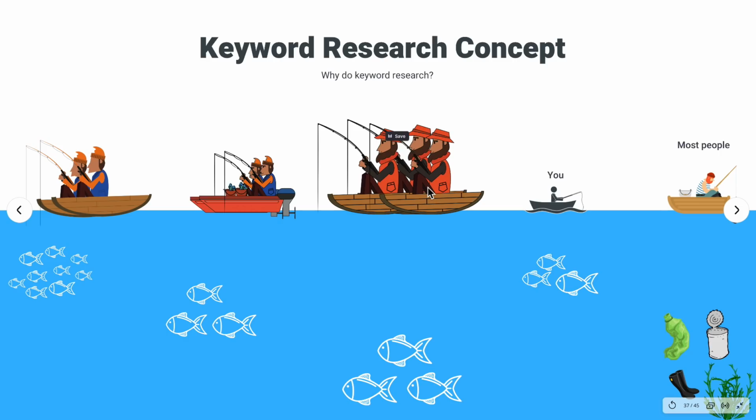So you're not going to be able to compete, you're not going to be able to catch anything. So what we want to do is use tools such as Ahrefs to scan the entire ocean, because there are literally millions of fish, but we just need to find the right area. Okay, so that's why we need to find the right keywords to target, and basically I'm going to help you guys do that right now.